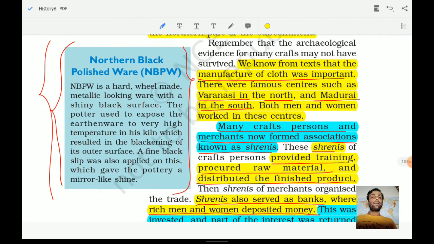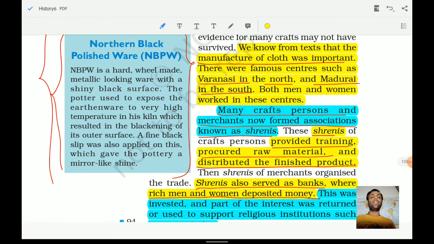So we know from the text that the manufacture of cloth was important, and there were famous centers such as Varanasi in the north and Madurai in the south. So now the two important places which have been mentioned were famous for cloth. First is Varanasi and second is Madurai. Today also we see that South India is very famous for different types of silk saris, and Varanasi is also famous for silk saris, right? So both these places were prominent not only today but also in that time. These were the famous places for cloth making.